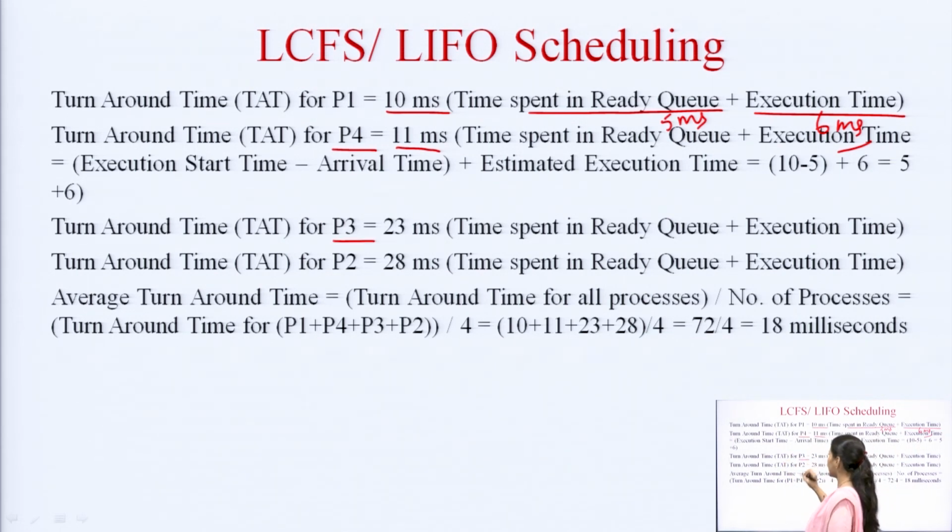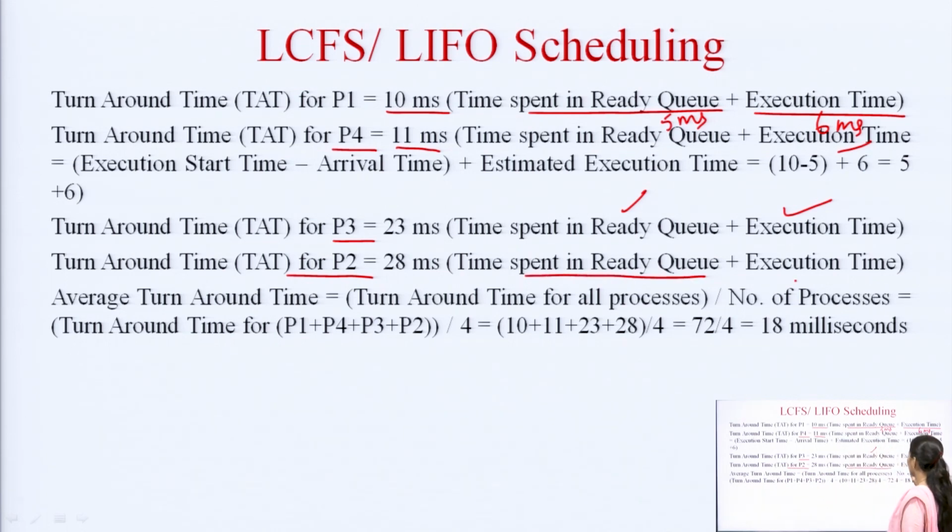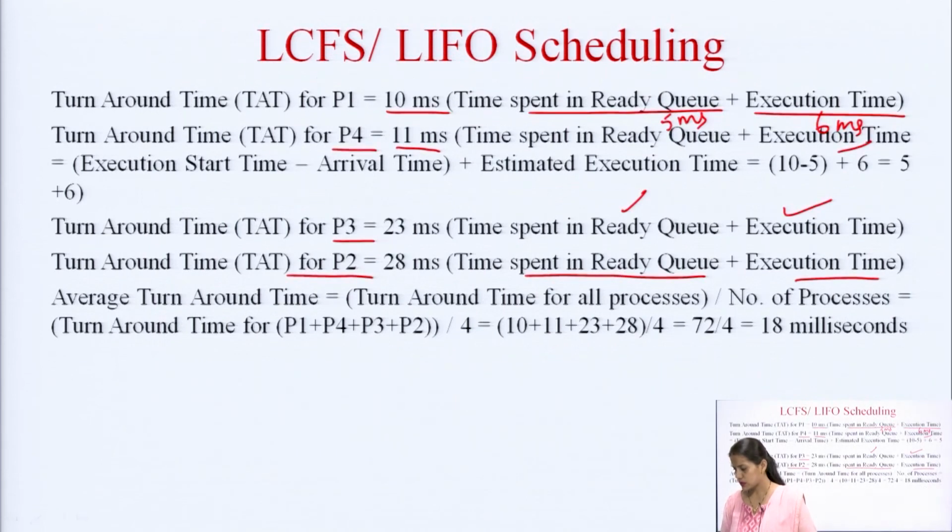The turnaround time for P3 is 23 milliseconds, the time spent in the ready queue plus the time spent for its execution. The turnaround time for P2 is the time spent in the ready queue and the execution time. So, we will see how.